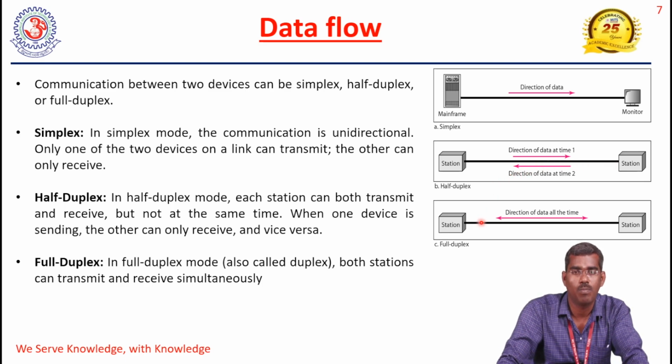In this mode, full duplex mode, also called duplex, both stations can transmit and receive simultaneously. Here the sender can send at the same time, and the receiver can also reply to the station. So the direction of the data flows in both directions at all times.